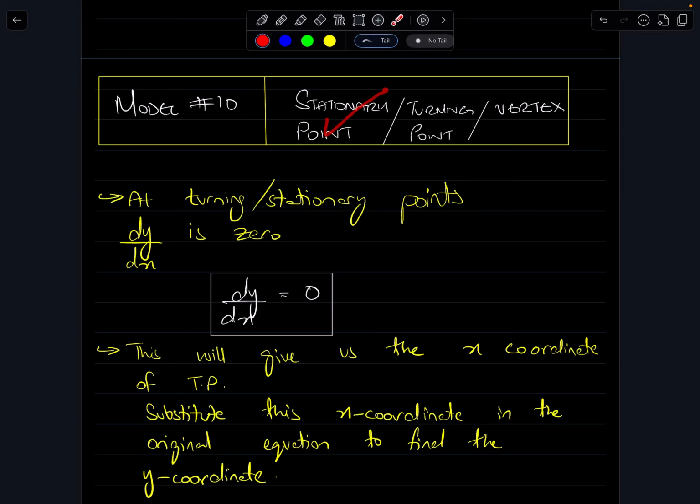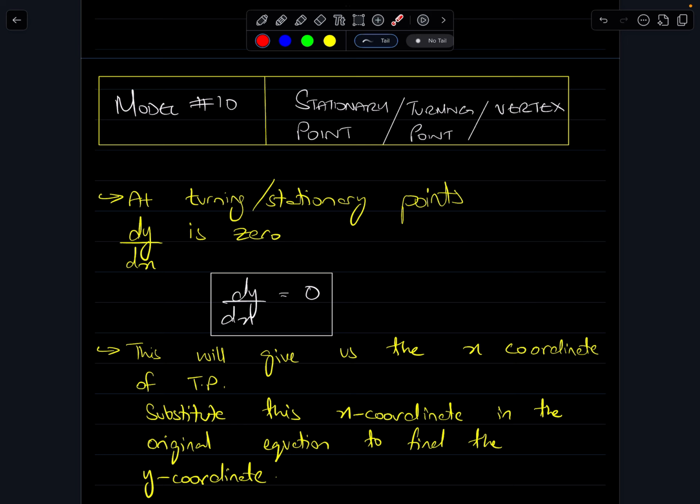So stationary point, turning point, and vertex all mean the same thing. That is, we can just call it the turning point. In a quadratic curve, this is the turning point. If we have a maximum curve, this will be the turning point. Else, if we have a trinomial, there can be a maximum point and a minimum turning point too.